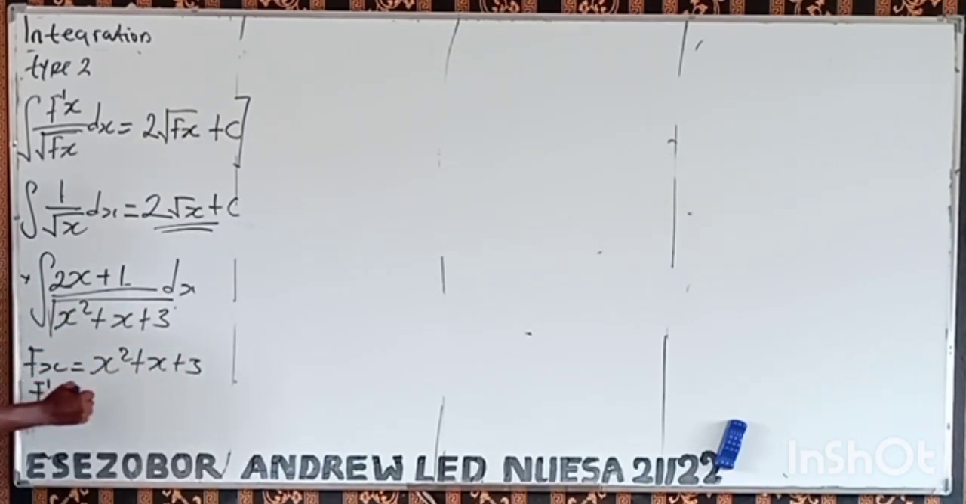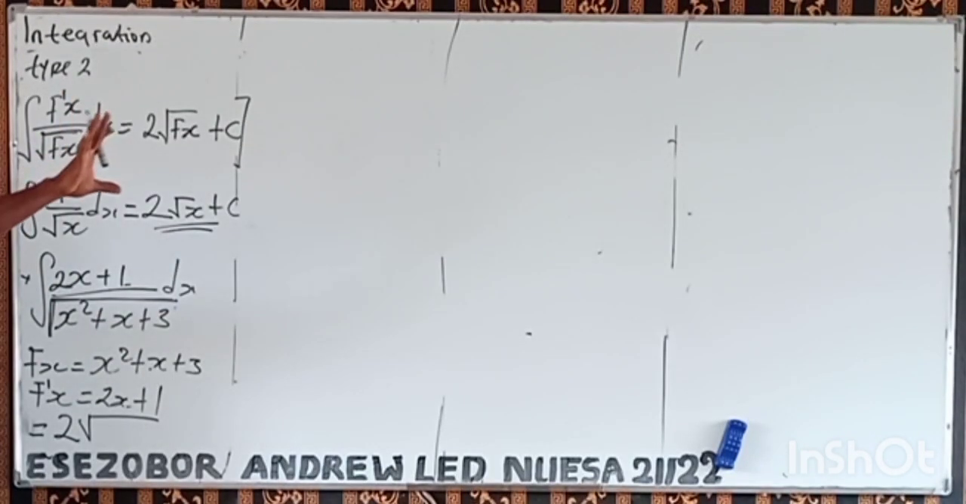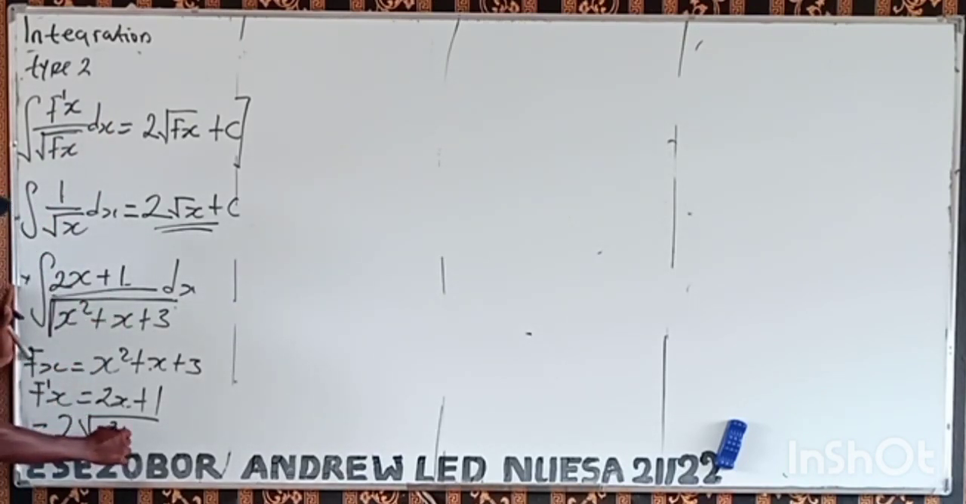What is the f prime of x here? Differentiating, x squared gives 2x, x gives 1, and the constant gives 0, so we have 2x plus 1. If I check, they are the same thing as the numerator. So the answer becomes what? 2 times the denominator, not log e of the denominator, since it has a square root, the same as the first one we did. So the answer will be 2 times the square root of x squared plus x plus 3, plus c. That becomes the final answer.